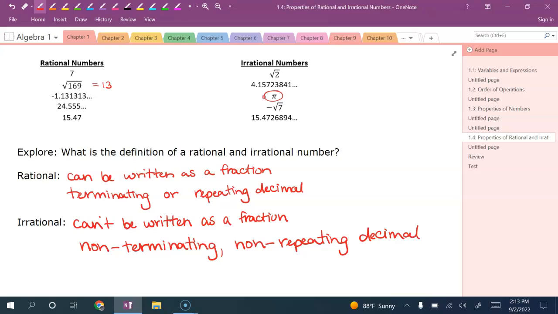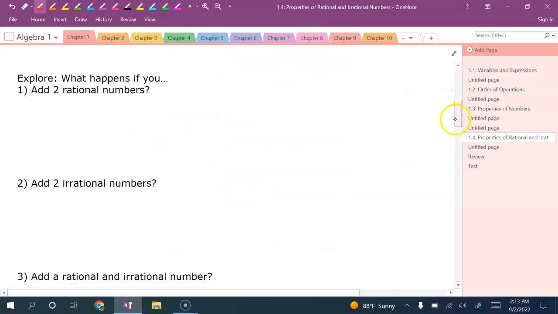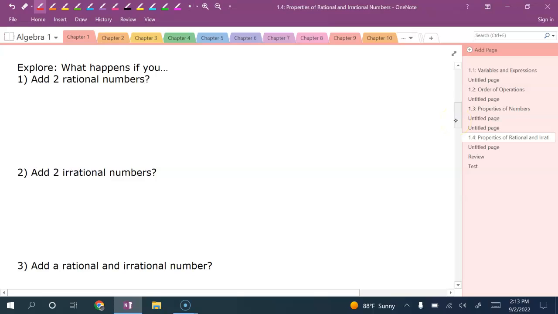So let's start looking at what are some things that start happening if we add or subtract or multiply irrational or rational numbers. So I first want to look at what happens if I add two rational numbers. So I'm going to put a couple of examples underneath number 1 here. And what I want you to do, if you have a calculator with you, is try to add these numbers and see what type of number you get and see if they have anything in common or if you seem to notice anything about the answers.